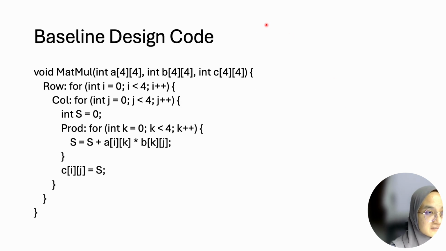So this is the baseline design code. This is the C++ code with input matrices A and B and an output C, all with 4 by 4 matrix size. In this case, we just do multiplication between each row and column, and then sum the multiplication and get the output.